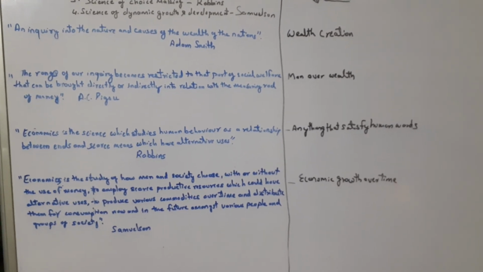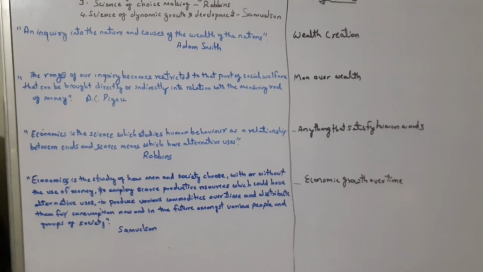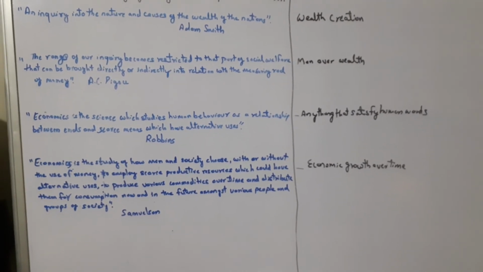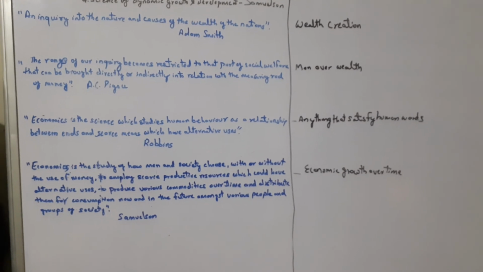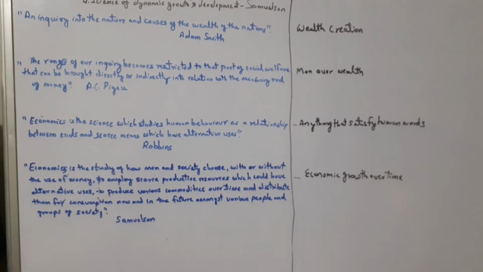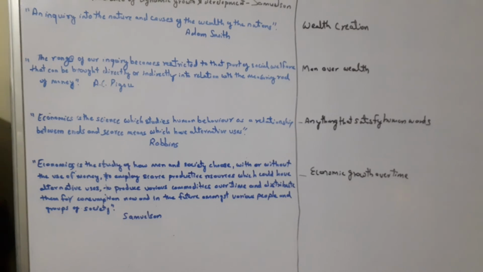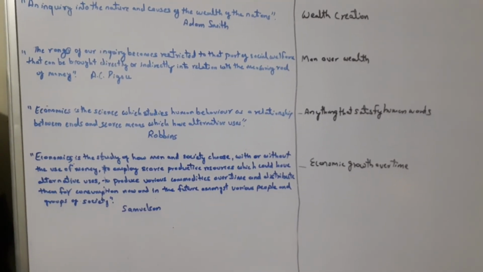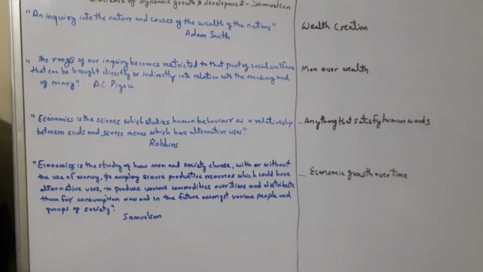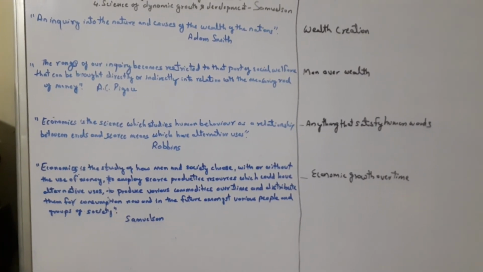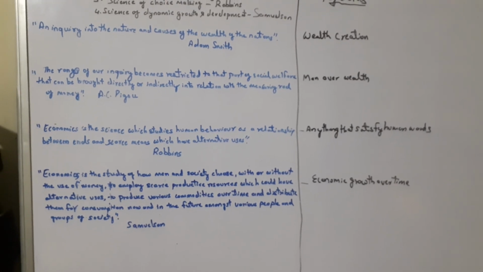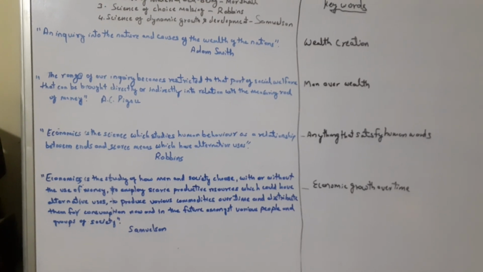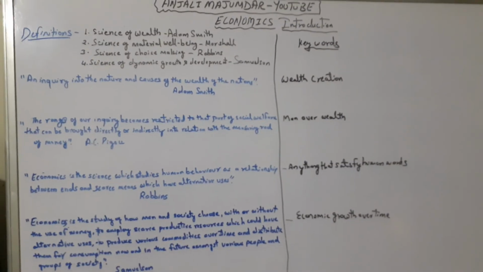What Samuelson has emphasized is that it's okay, wealth creation is okay, giving man priority over wealth is also okay, and studying anything that satisfies human wants is also okay. But remember, whatever productive resources you have in your economy should be employed in such a way that they give economic growth over a period of time. It should not go stagnant. Every resource should be employed in a way that maximizes the satisfaction of human wants and economic growth as well, keeping in mind the future needs of the economy.